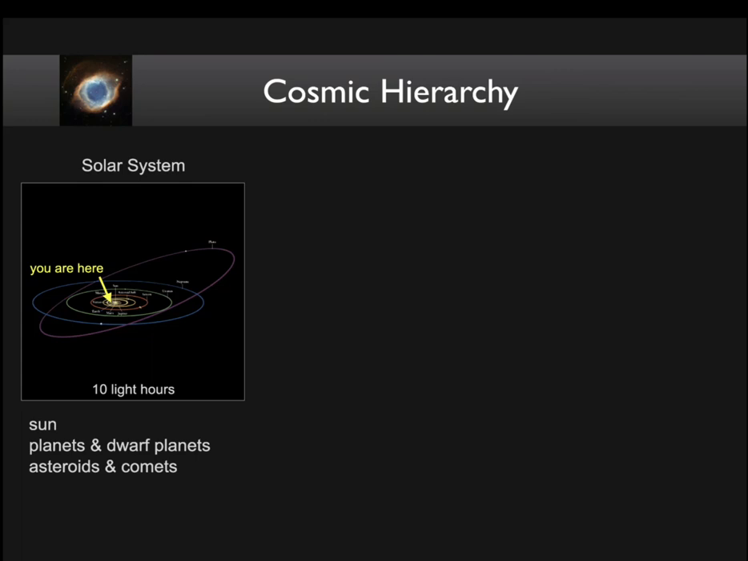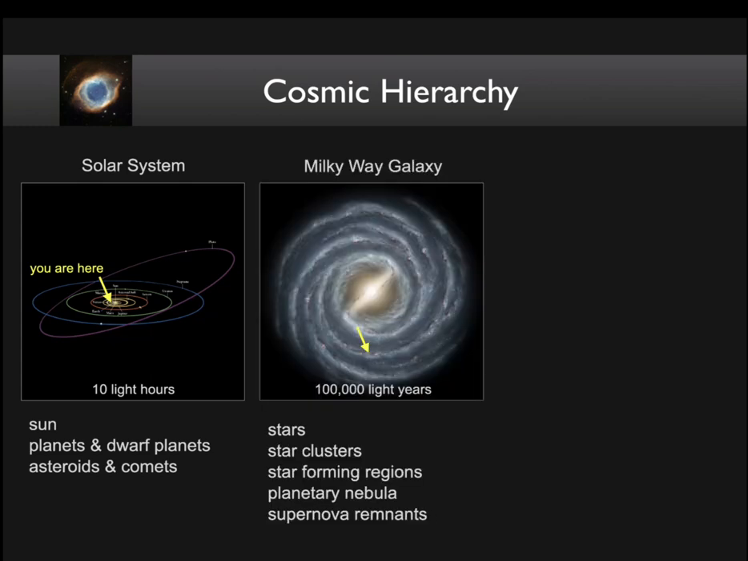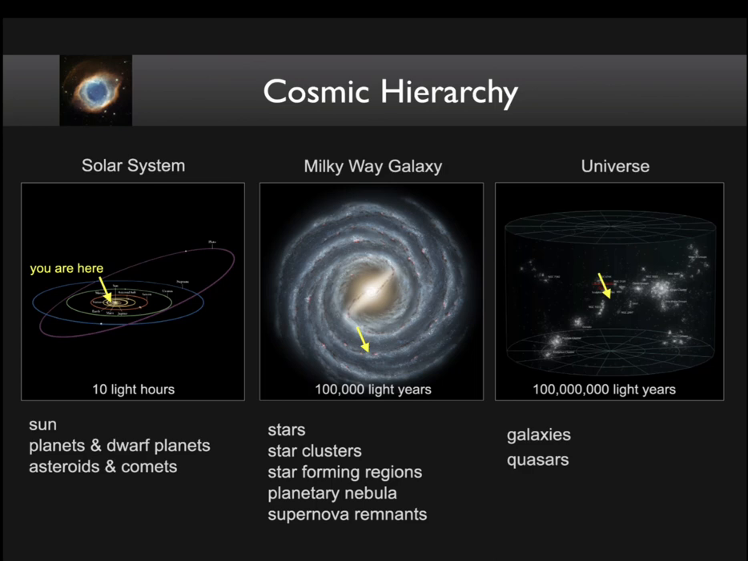The first kinds of objects will be those like planets and dwarf planets that are found in our solar system. The second kind are objects like stars and star clusters and planetary nebula, things that are found in our Milky Way galaxy outside of our solar system. And the third kind are things external to our own Milky Way galaxy, which are other galaxies and objects called quasars.